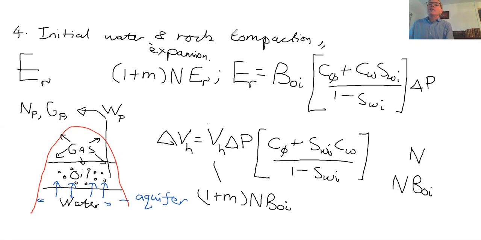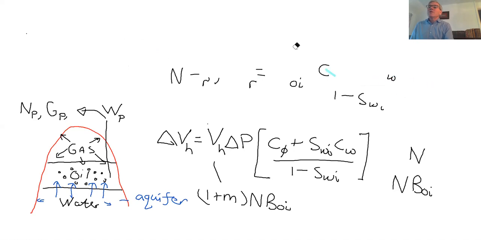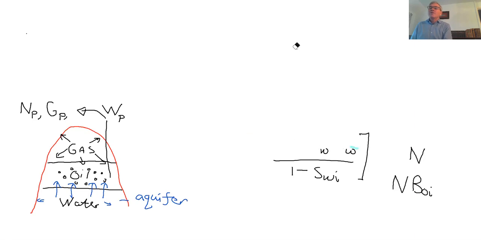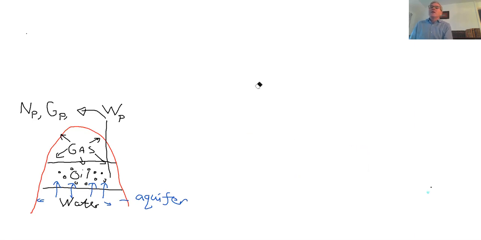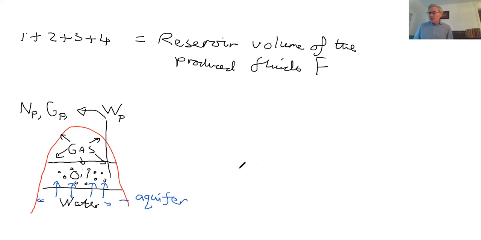So we're almost done, because now it's time to invoke material balance. Those four terms are all positive. We've assumed magically that all the fluids have stayed underground, which we know is not correct, because we haven't got this extra one. So the final version of the material balance has got to be: 1 plus 2 plus 3 plus 4, those four terms we've got, equals the reservoir volume, and we call that F. F for fluids, the reservoir volume of the produced fluids.